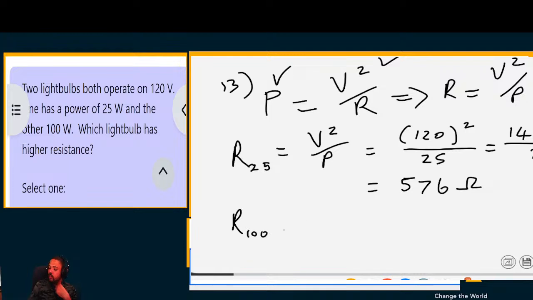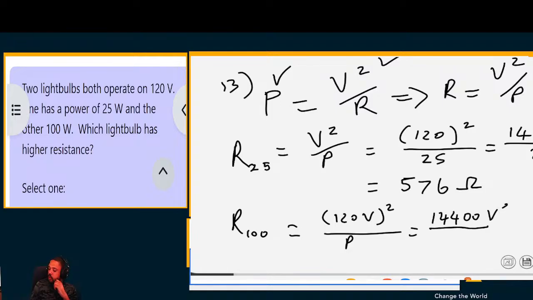Now let's check the resistance of the 100-watt bulb. That's 120 volts squared over the power. 120 squared we know is 14400 volts squared. The power in this case is 100. That is 144 ohm. That's the resistance of the 100-watt bulb.